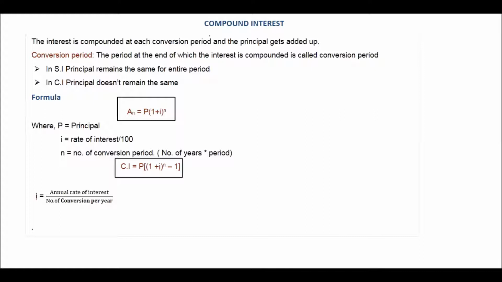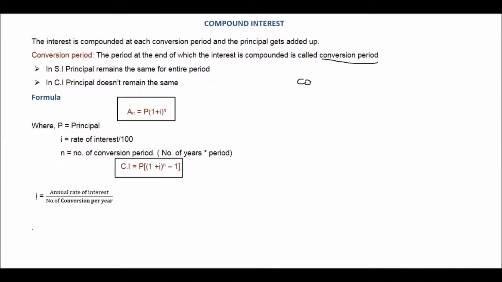Now let's see some concepts of compound interest. What is compound interest? As we saw, the interest is compounded at each conversion period. The conversion period means the period that is given. Now suppose it can be compounded annually, quarterly, half-yearly, like that. Based upon this, the conversion period is determined. What is the conversion period? The period at the end of which the interest is compounded is called a conversion period.